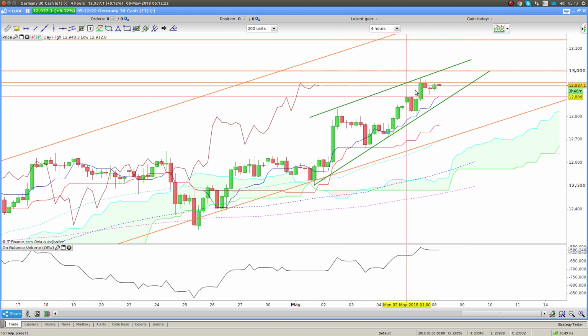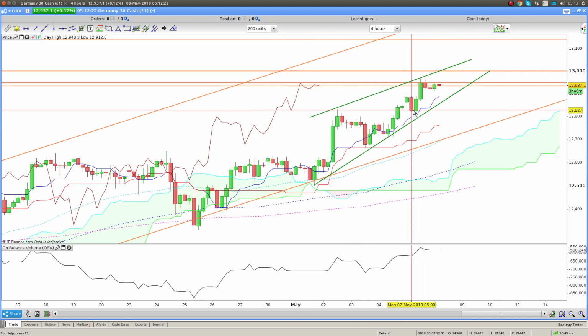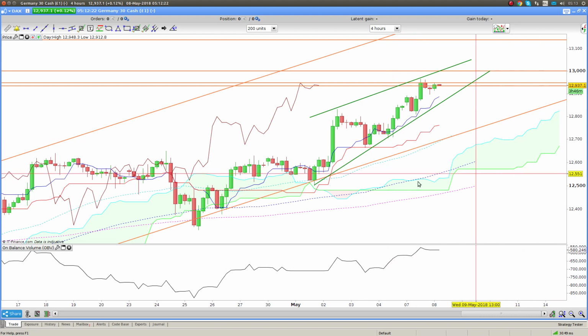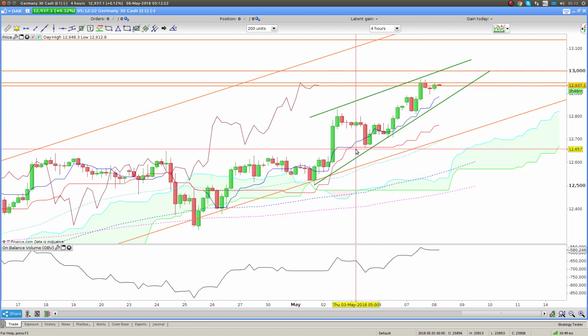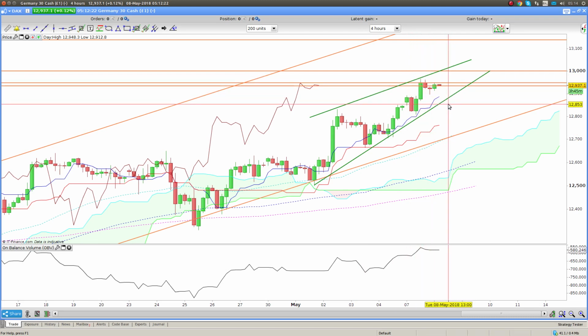So we've had 2 touches to the top, and we have had 1, 2, call it 3 touches to the bottom. So we've had 5 touches in the move, which basically means we've had 1 move up, 1 move down, another move up, and we're now busy with the move to the downside.